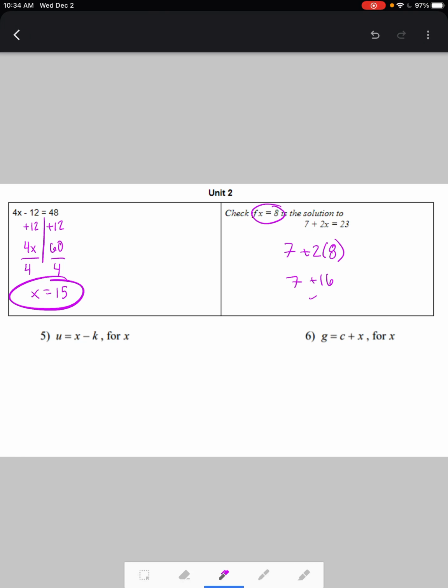Well, yeah, it does. So we can say yes, it's a solution because it is balanced, both sides equal. If we had something like 23 equals 30, 23 does not equal 30, so that would not be true. It would be no, it's not a solution.